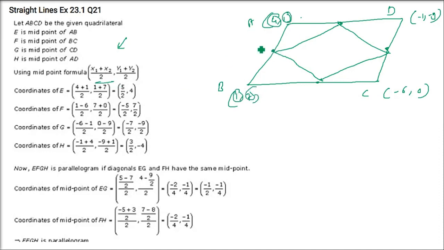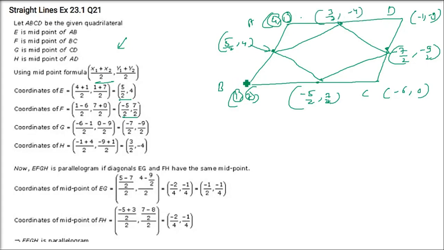So what is the midpoint? (x1 + x2) by 2 and (y1 + y2) by 2. So these are the different sides and the midpoints are given. Just add the x values and divide by 2, just add the y values and divide by 2. So the first one will be 5 by 2, 4, second will be -5 by 2 and 7 by 2. The third will be -7 by 2 and -9 by 2. And this midpoint, you can call it H, and this is going to be 3 by 2 and minus 4. So these are now the midpoints, and now these are the vertices of another figure.